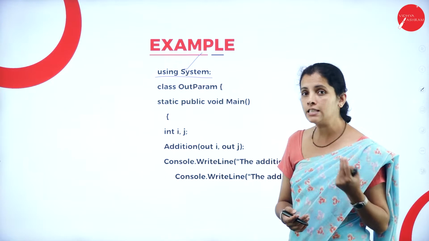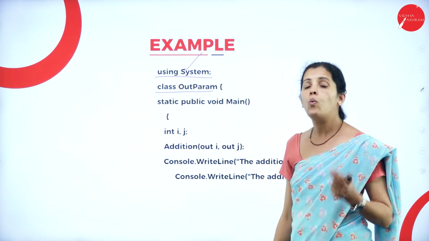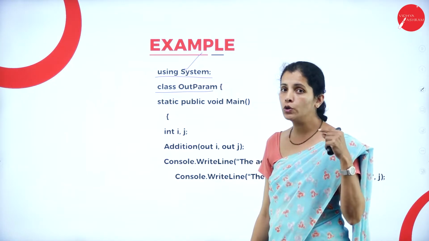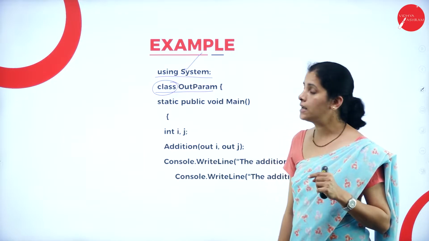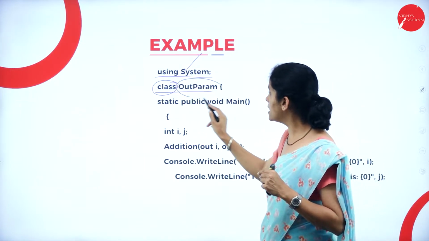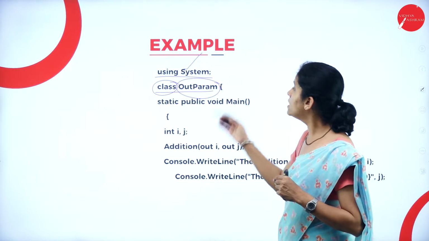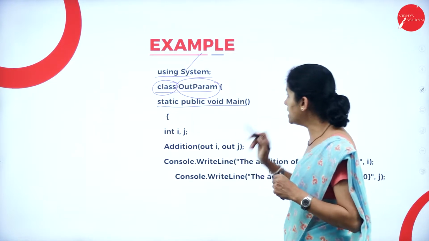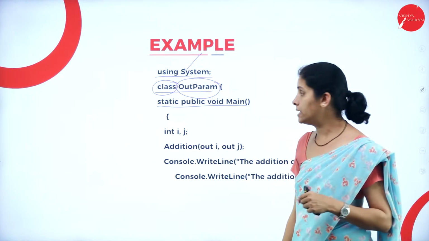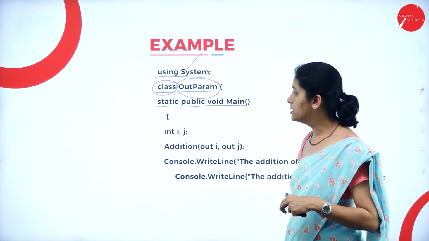Then what is my next statement? That is, I want to define the class. While defining the class, I'm going to use the keyword class, along with the class name. So what is my class name here? That is nothing but outparam. Now inside this class, I'm going to write the main method or main function.